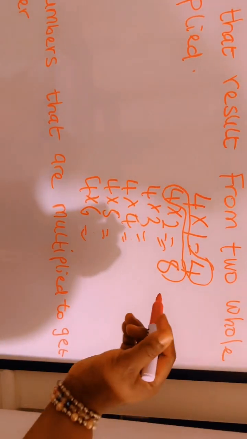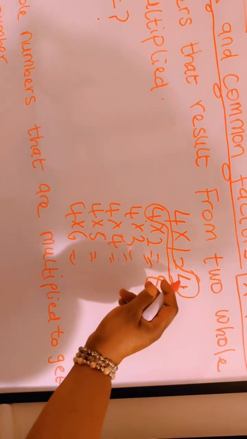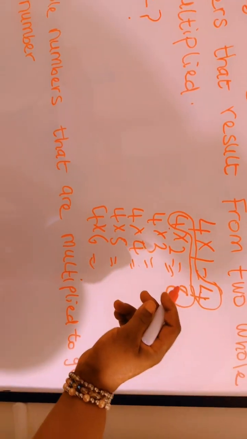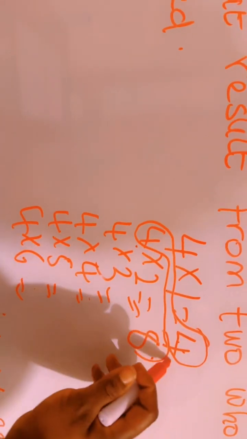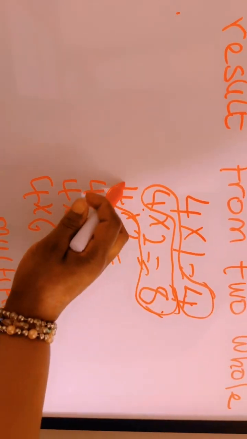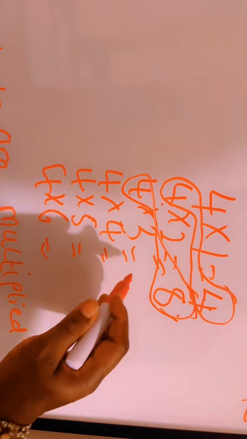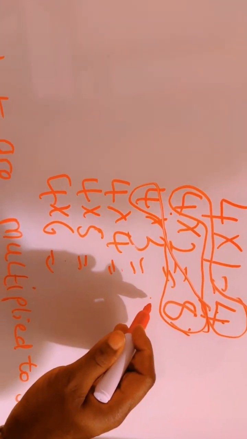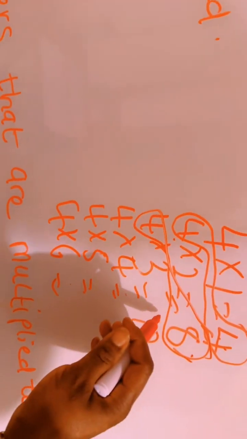So 4 times 2 is 4 plus 4. We have 4, 5, 6, 7, 8. So 4 times 3 is 8 plus 4, equals 12. 8, 9, 10, 11, 12. I know you know the answer, but please let's work it out properly so we don't get confused.